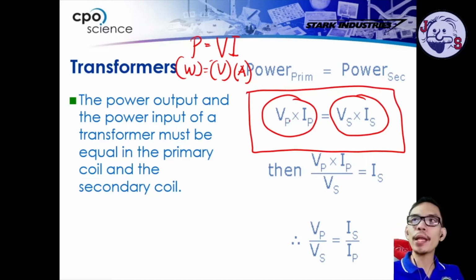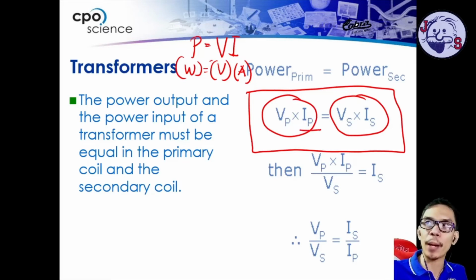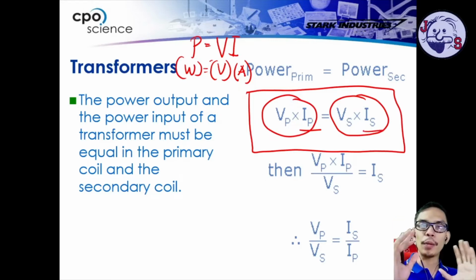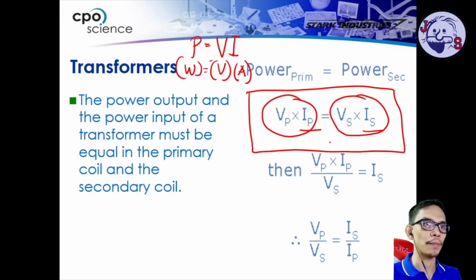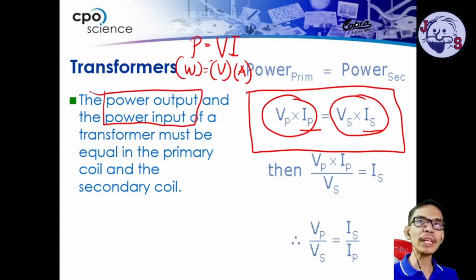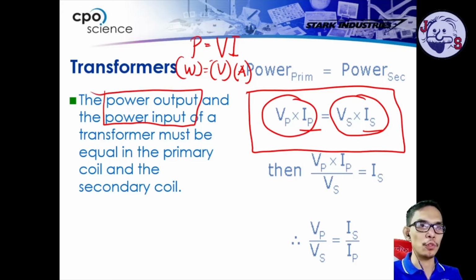Alright, now this formula is used if you want to find out what is the current flowing in those two coils respectively. Now, if you want to find out the current in the primary coil, you can use this formula. You just rearrange it. Now, if you want to find out the current flowing in the secondary coil, you will rearrange this formula to make it useful in finding the secondary current. Alright? But the idea is the power output and the power input must be equal on both coils. Alright? So, that is the second transformer equation that you will have.